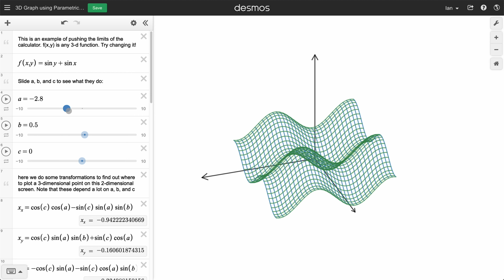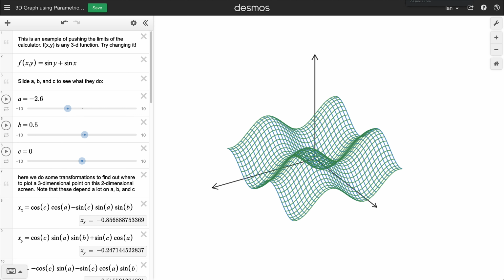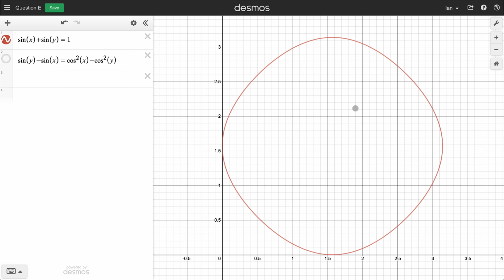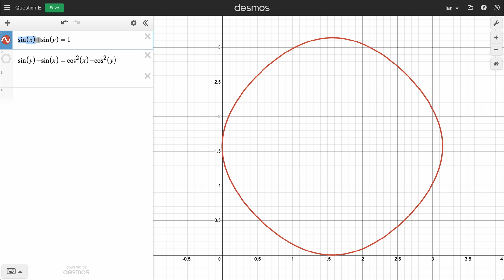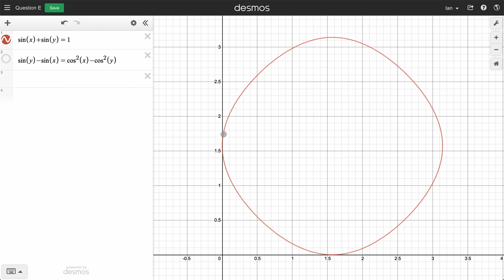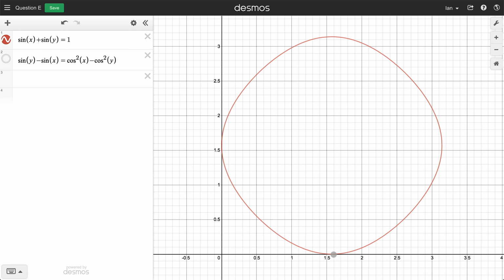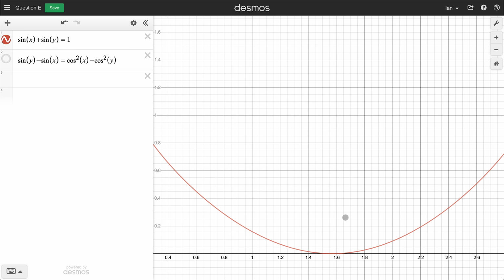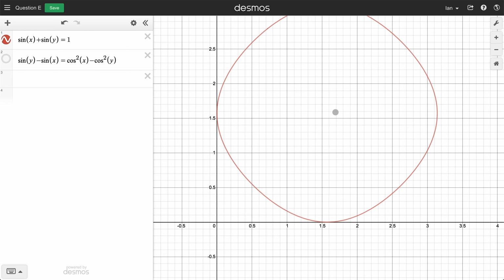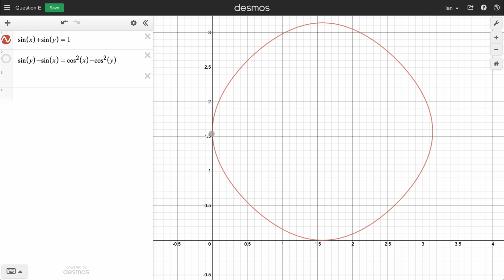Now, I have actually gone ahead and plotted those on another graph. We don't need a 3D graph, we can just use a 2D graph. And here's what they look like. This is sine of x plus sine of y equals 1, and we get this funny shape here. You can see this is when x equals pi and y equals 0. That's going to be a solution right there. This is when x equals 0 and y equals pi. That's going to be a solution.